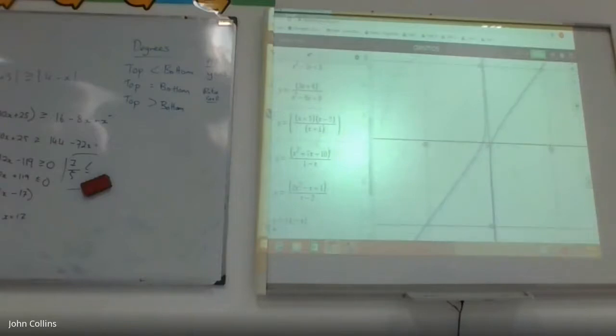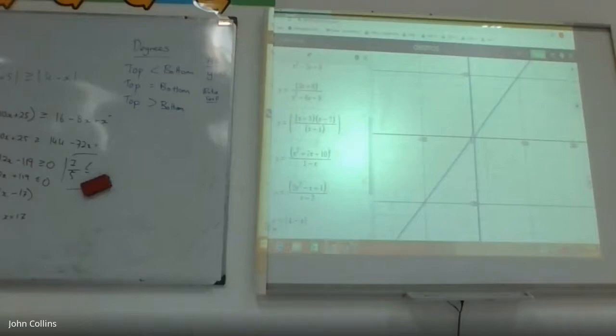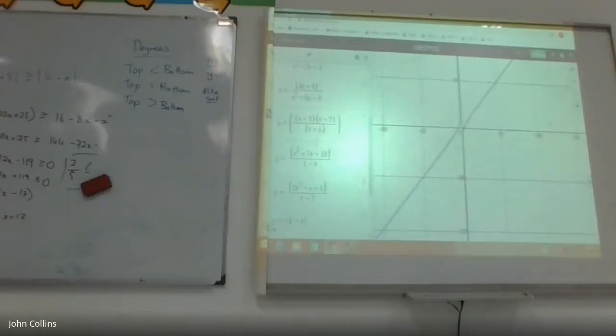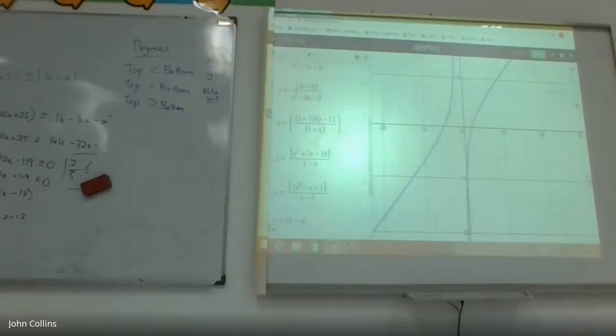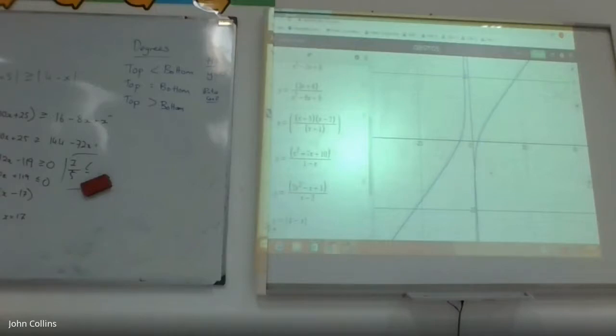So this one doesn't have any horizontal asymptotes, right? Not like last time. There's no barrier. It's going to fly off, fly off, fly off. But there is another asymptote. It's a diagonal one, called an oblique asymptote. And we have to find it.